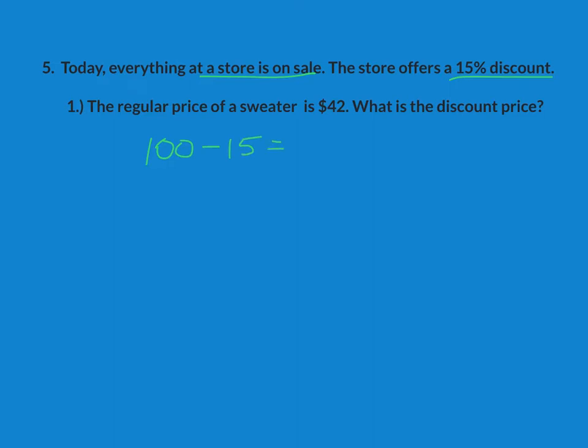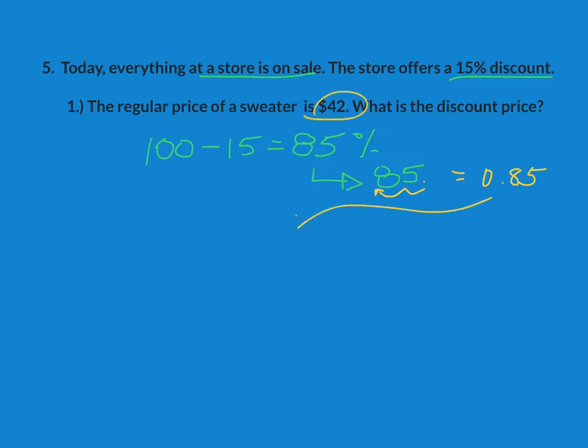I know that 100 minus 15 is 85. So that means 85%. I'm going to change that to a decimal, which means I'm going to move the decimal 2 places to the left. Remember, the decimal, if we don't see it, is always like the period at the end of a sentence, and then it moves back 2 places. So that equals 0.85, whatever you choose to write. Doesn't really matter. And then I'm going to be multiplying that times my 42.